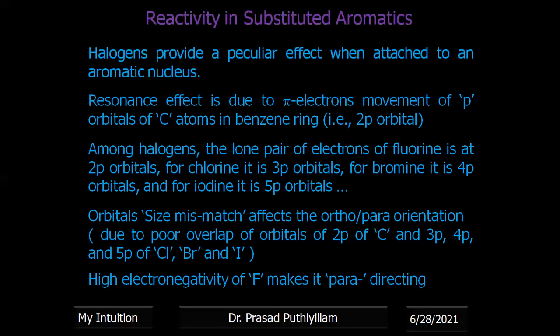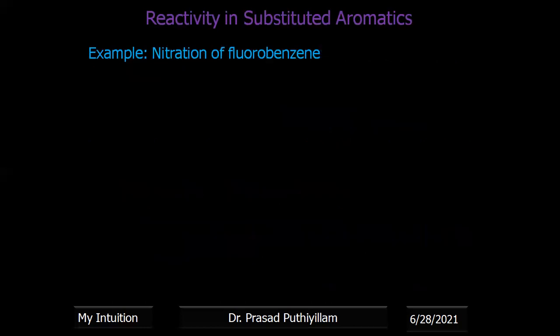Therefore, at the ortho positions it feels the electron withdrawing effect. Both ortho positions of the benzene ring, if fluorine is present as a substituent, feel the electron withdrawing effect, which means the ortho position electron density is affected. The para position is not affected, and it also shows the resonance effect. Therefore it usually gives the para product. That's why I took the example of nitration of fluorobenzene. So this is fluorobenzene.